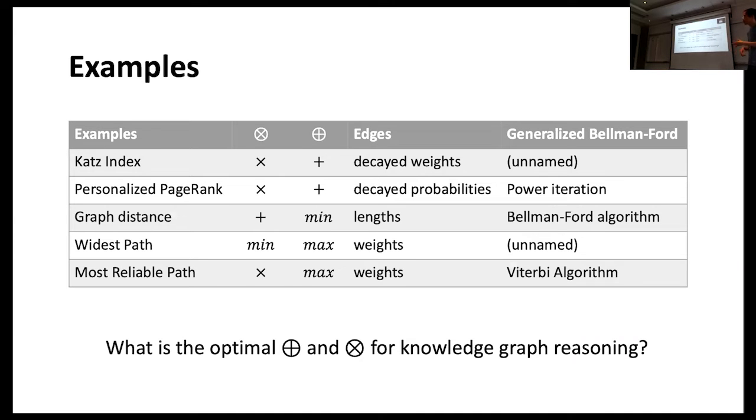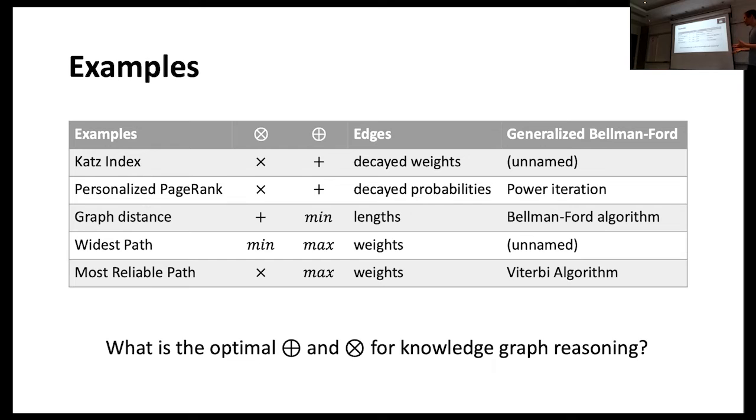So there are many examples that we prove in our paper that fall into the paradigm of path representations, like from count index, personalized PageRank, graph distance, widest path, and also most reliable path. The last two path problems are very famous problems in network routing, and they also have their corresponding formulation with the generalized product and generalized summation operations. And the corresponding generalized Bellman-Ford algorithm sometimes has a name in the literature, and some are just unnamed, but actually all of them can be computed by the generalized Bellman-Ford algorithm.